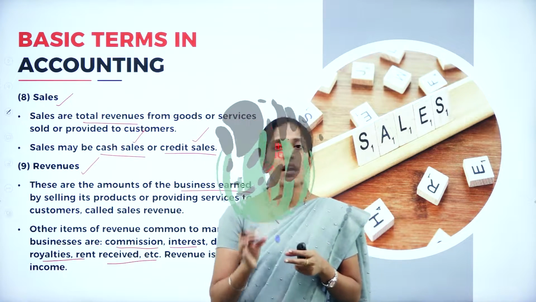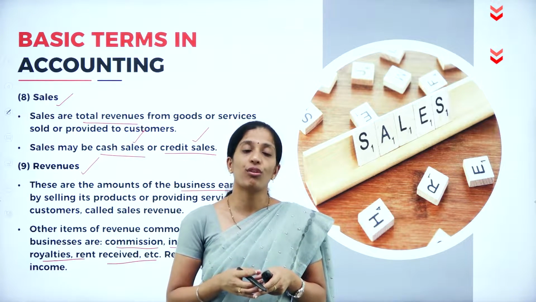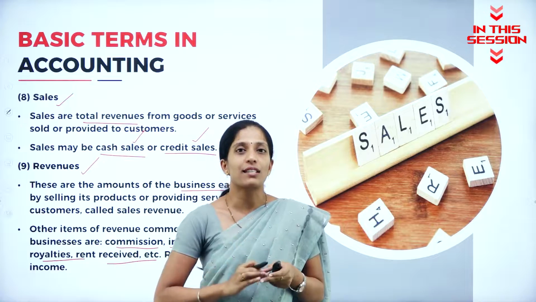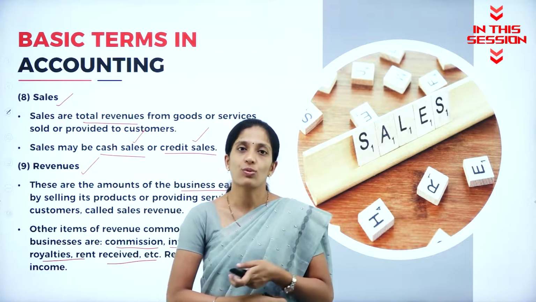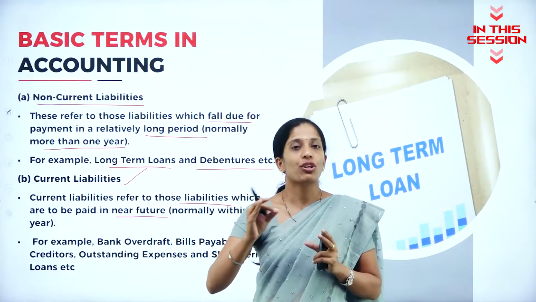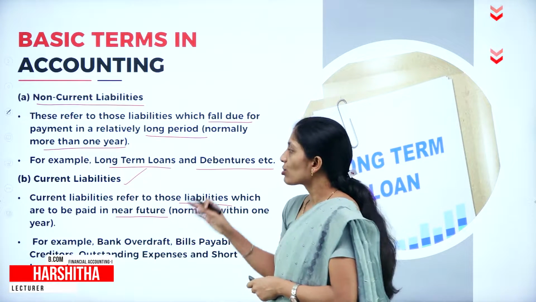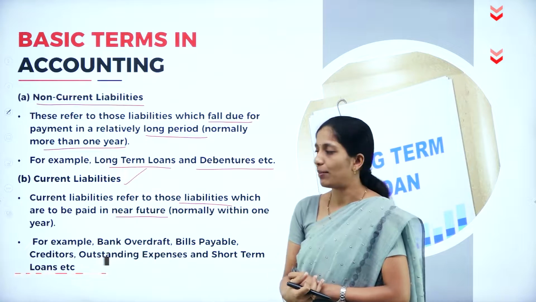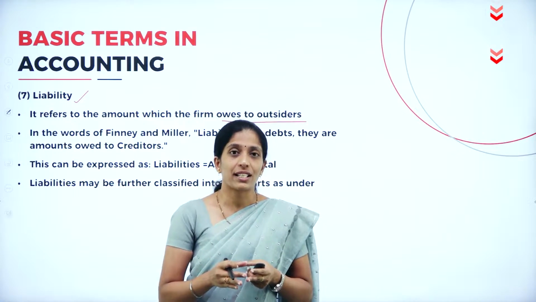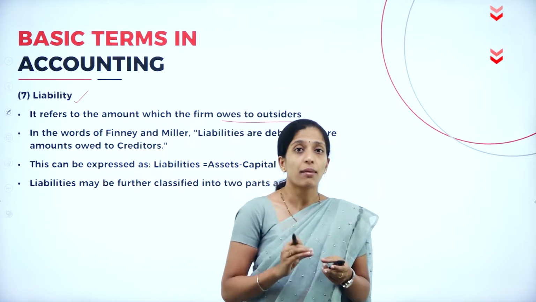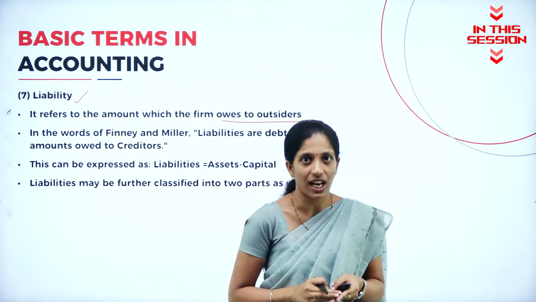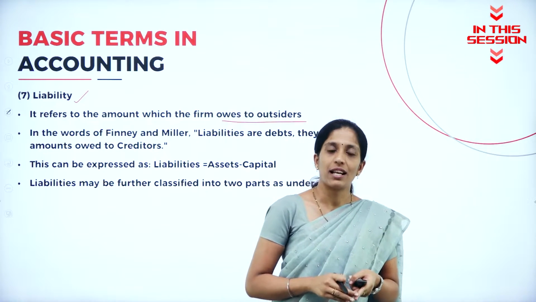Revenue means the amount which is received from the sale of goods and services to the customer. So that amount is called as what? Revenue. The duration of the payment is very small, which is less than 1 year. So they are termed as current liabilities. Now what do you mean by liability? So liability in the sense the amount that has to be paid to the outsiders. So that is known as liability.